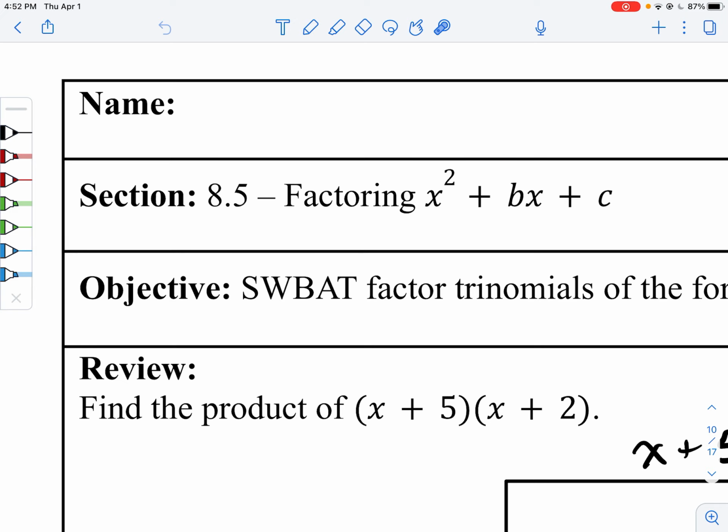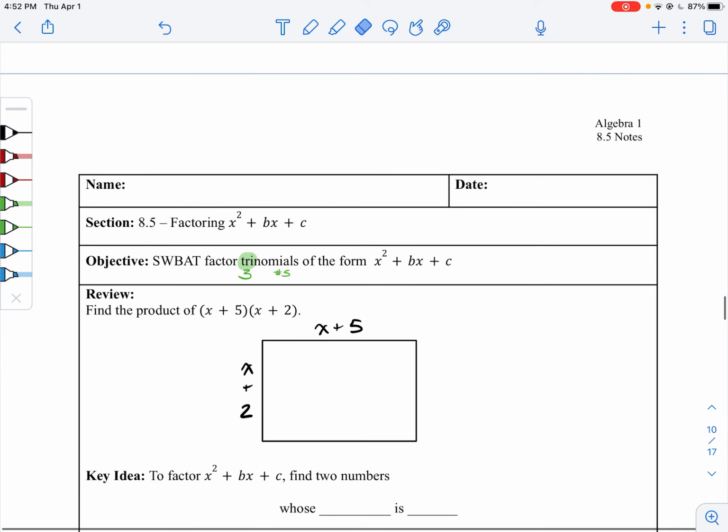x squared plus bx plus c. Remember, a trinomial is a polynomial with three terms. You've got your x squared, you've got your bx, you've got your c. So we're going to look at the pattern that forms from trying to find those factors.